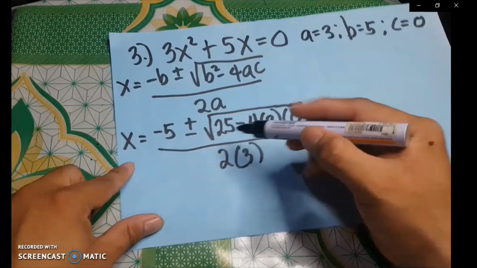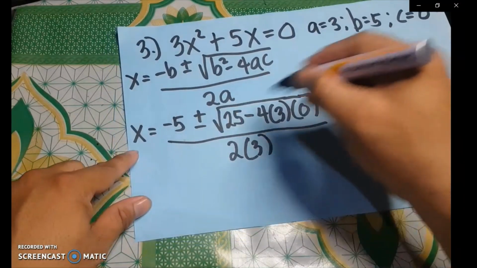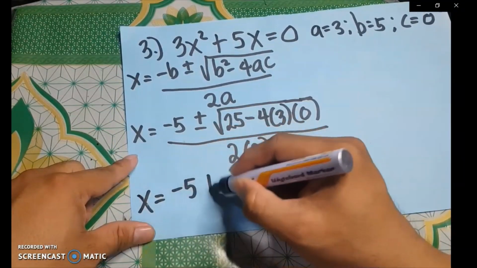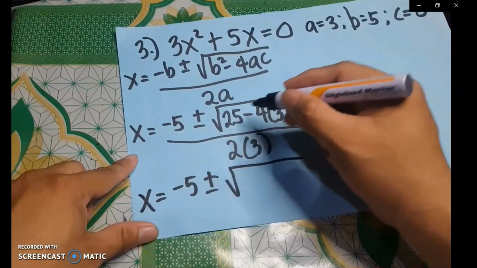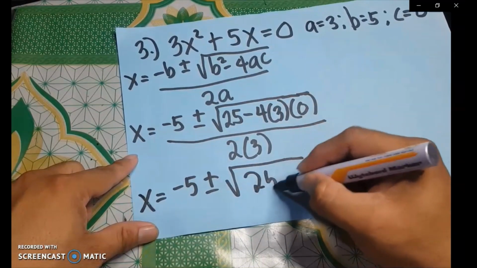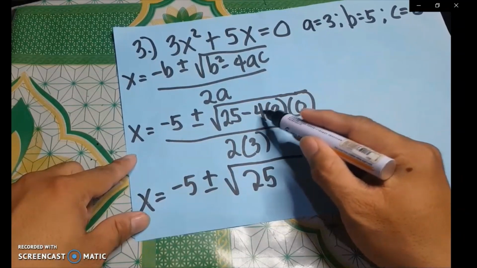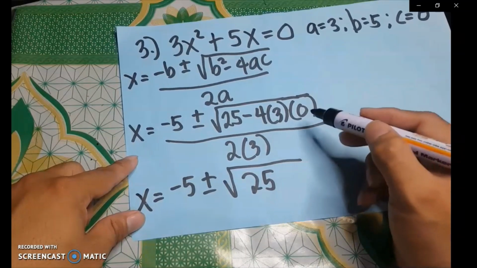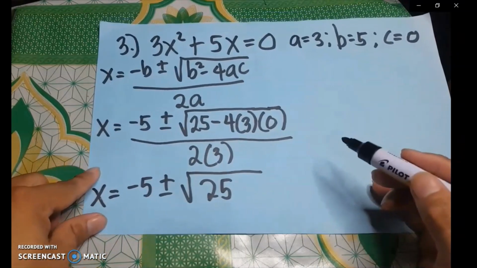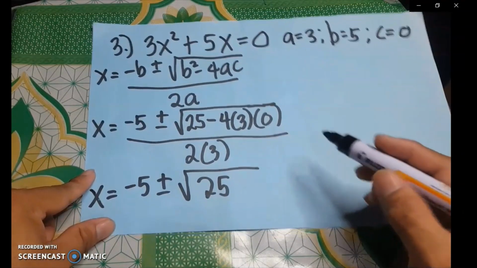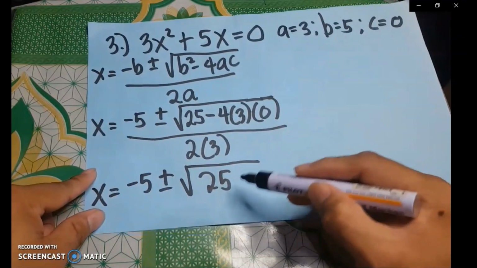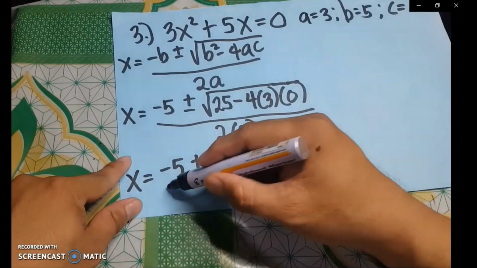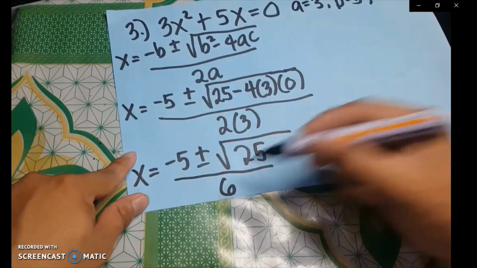Okay, let us first simplify what is inside the radical sign. So we do have here negative 5 plus or minus the square root of 25 minus 4 times 3, that would be 12, times 0, that would be equal to 0. Right? Any number multiplied by 0 is equal to 0. So since you are subtracting 0 from 25, we do not have to write 0 anymore. So that will be square root of 25. Then all over 2 times 3, that would be 6.